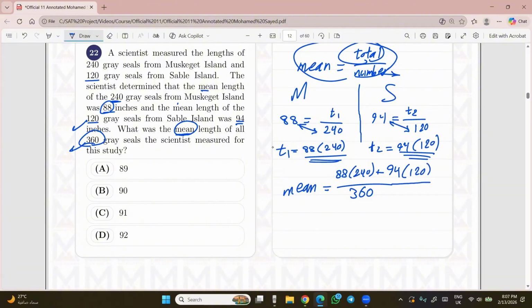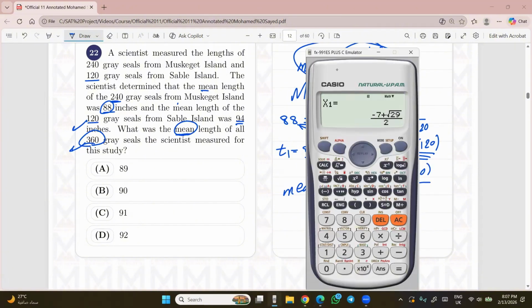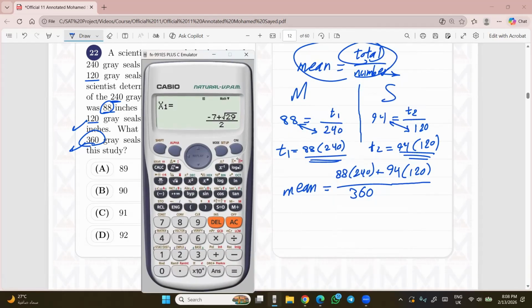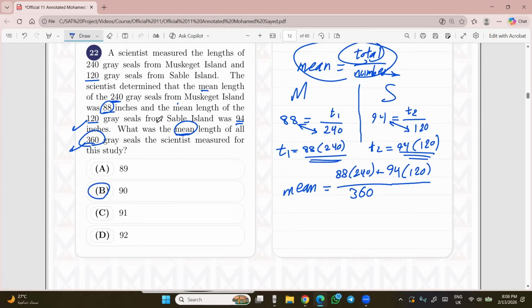And then we put this all on the calculator just once. No need to make them in chunks. Make a fraction bar like this: 88 times 240, and then plus 94 times 120, over 360. Don't be afraid about mixing up the order of operations. The calculator knows well how to use the order of operations. Then you get the answer 90, which is letter B.